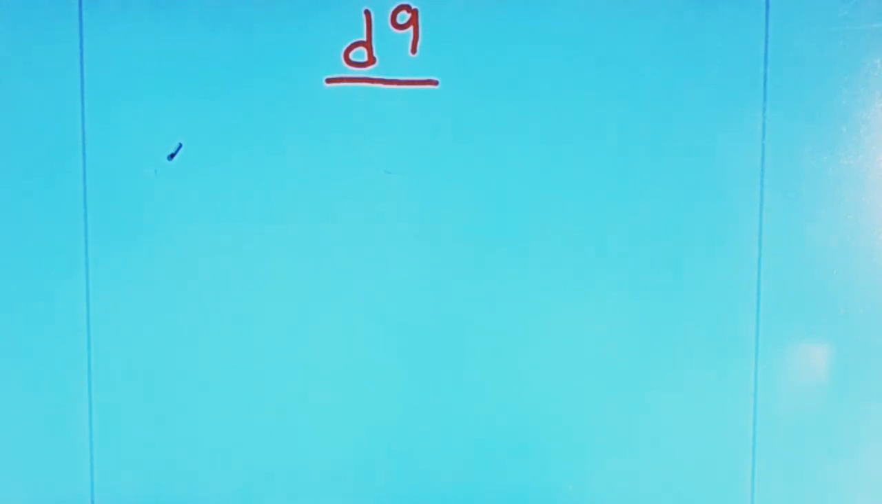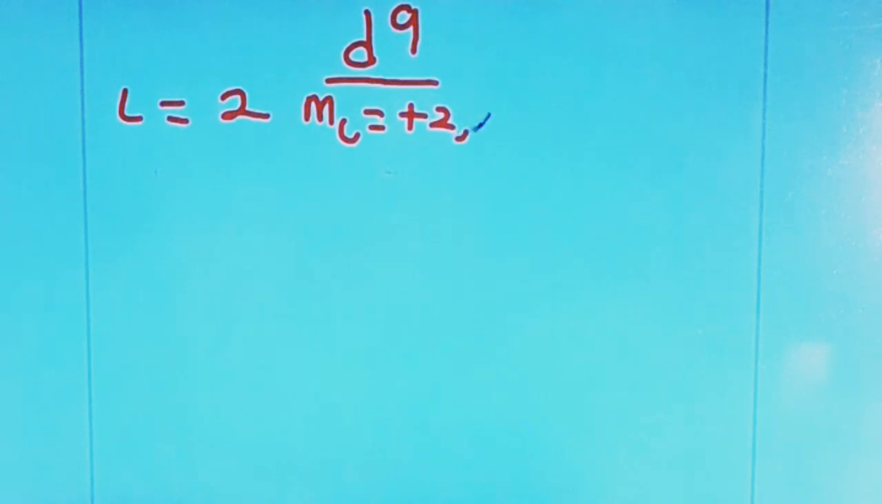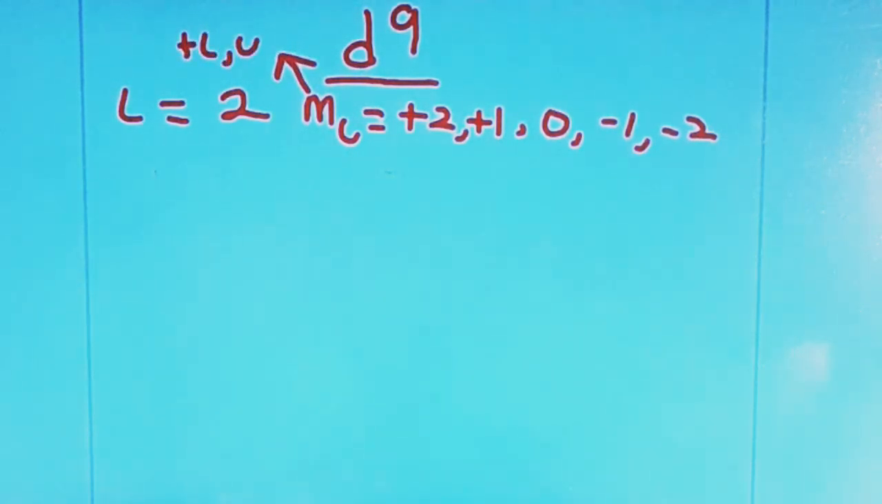As usual, we begin by writing down the angular orbital quantum number, represented by L, which is 2. Then we write down the magnetic quantum number, represented by ML. It begins from +2, +1, 0, -1, and -2. Because we have L to be 2, the magnetic quantum number begins from +L, 0, and -L. Since L is 2, we begin from +2 and end with -2.